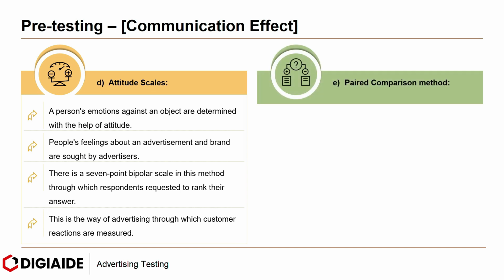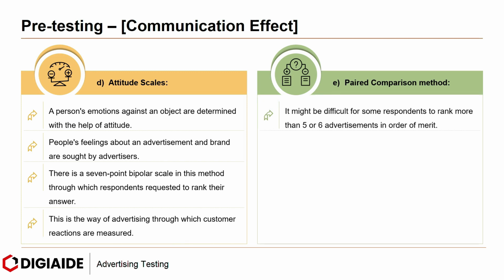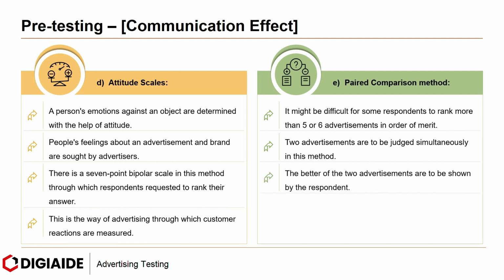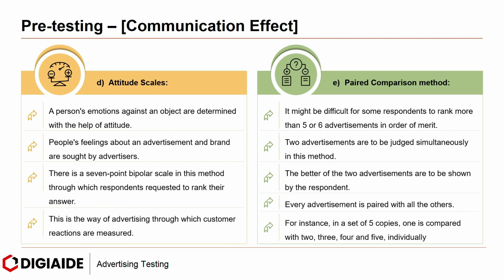And finally, the paired comparison method. It might be difficult for some respondents to rank more than 5 or 6 ads in order of merit. 2 advertisements are to be judged simultaneously in this method. The better of the 2 ads is to be shown by the respondent. Every advertisement is paired with all the others. For instance, in a set of 5 copies, 1 is compared with 2, 3, 4 and 5 individually.